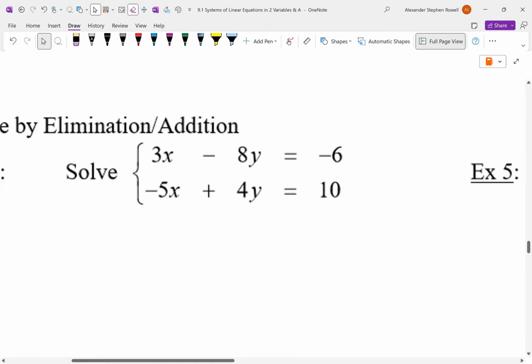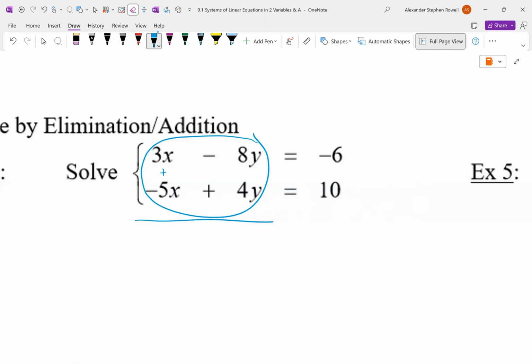The problem here is, what happens if I add these together? What's 3x plus negative 5x? Negative 2x. What's negative 8y plus 4y? I didn't actually eliminate a variable. Does that make sense? Yeah. Sure. Multiply what by 2?